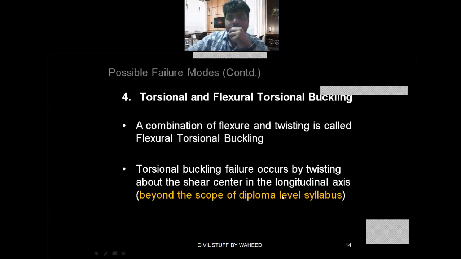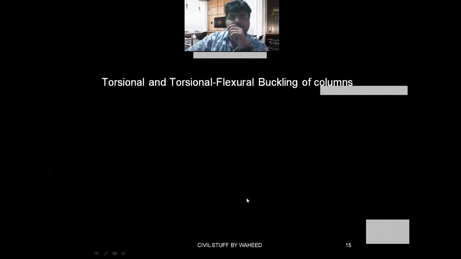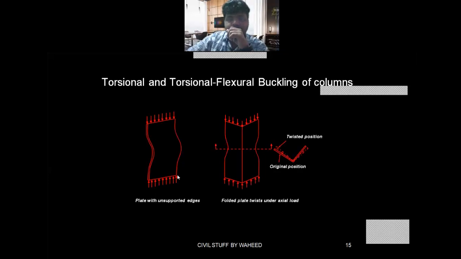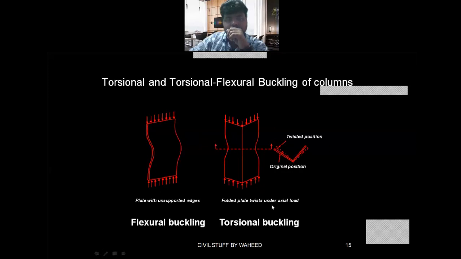Okay. This is beyond the scope of the diploma level syllabus. Means our aim is just to know what the different types of failures are that may occur. You have to just list them out. Okay. So this is the pattern. This is bending. Column loading may cause bending, whereas here twisting may occur in between like this. If you can see this, this folded plate twists under axial load. Okay. That is torsional buckling.